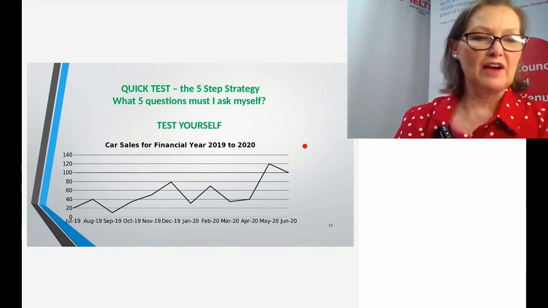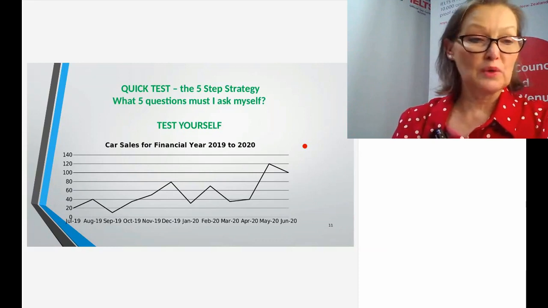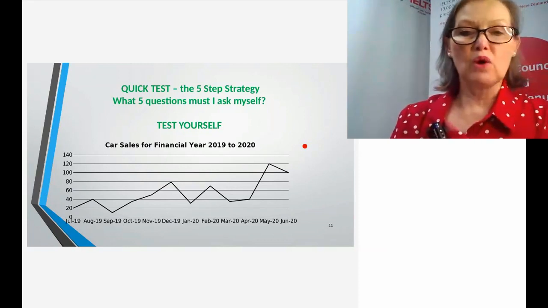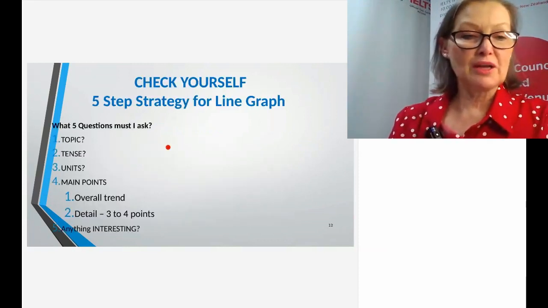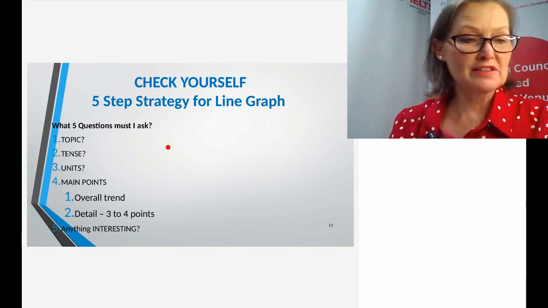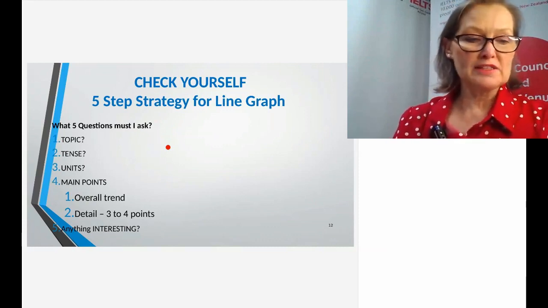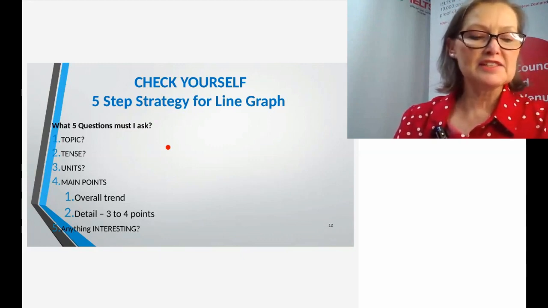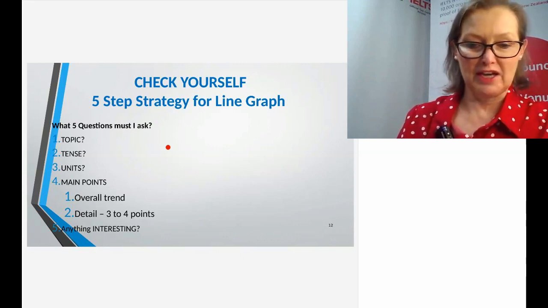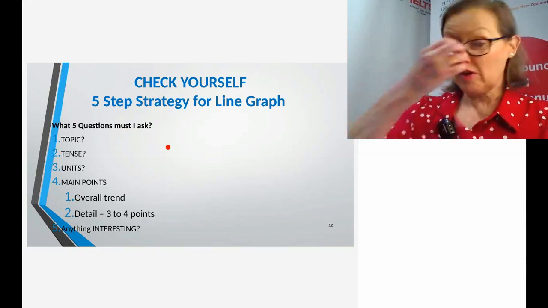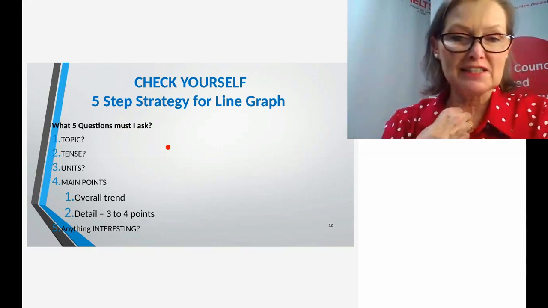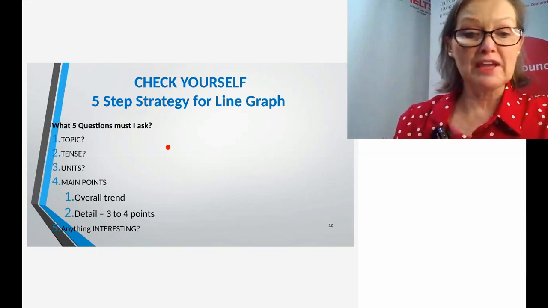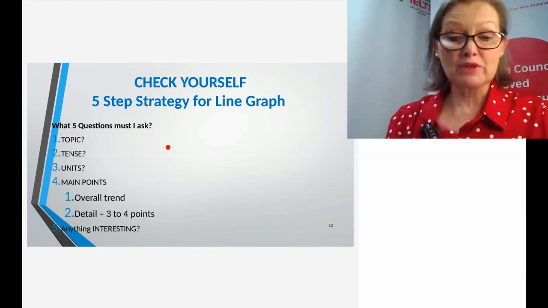Question number 1, what's the topic? Question number 2, what's the tense? Question number 3, what are my units? Question number 4, what are my main points? An overall trend and a detail, 3 to 4 points in my detail, and is there anything interesting that I can write about? Jot these questions down. I'll just give you a minute. You may like to take a screenshot or just jot them down, and do make notes as we go along, because I am going to refer back to them.